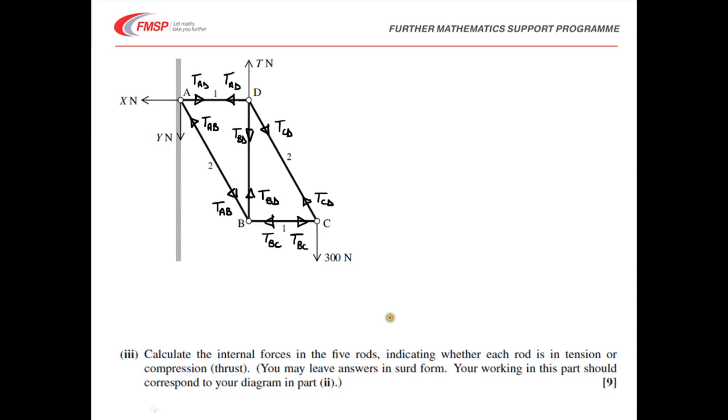You can see in this next part of the question that I've actually redrawn those forces onto the diagram ready to go. I need to take out X, change T to be 600 newtons, and change Y to be 300 newtons here. So next I'm going to calculate the internal forces in the 5 rods, and I need to indicate whether each one is in tension or in compression or thrust. So let's work through stage by stage and see what we get.